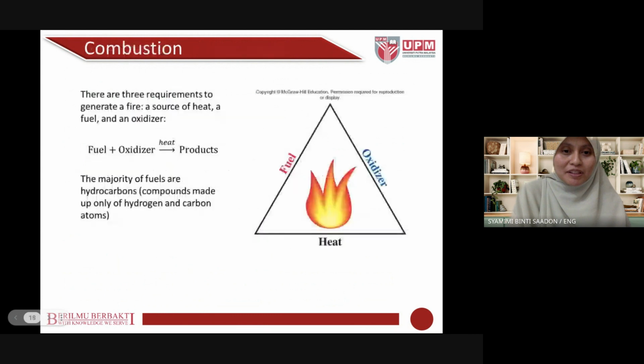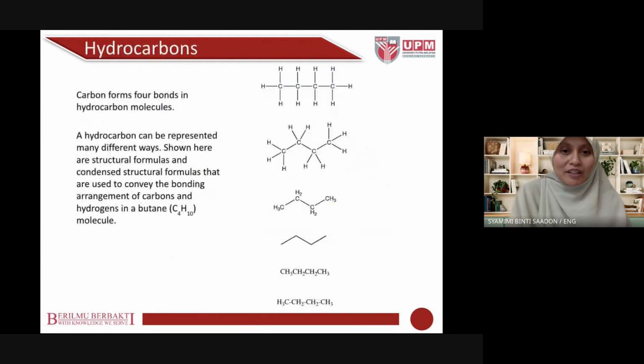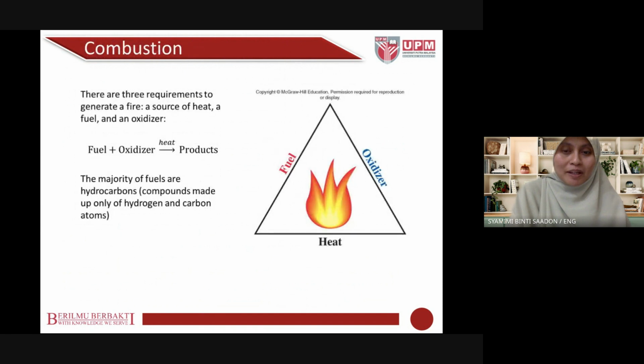Energy conversion. The rest here is just to recap. For the combustion process, there are three requirements to generate a fire: a source of heat, the fuel, and the oxidizer. The mixture of fuel and oxidizer is brought to a certain high temperature, the heat, then it can produce the products that we want. The majority of fuels contain hydrocarbons, which are compounds that combine hydrogen and carbon atoms.